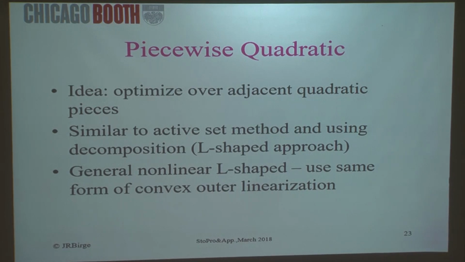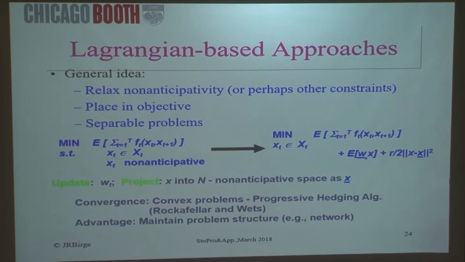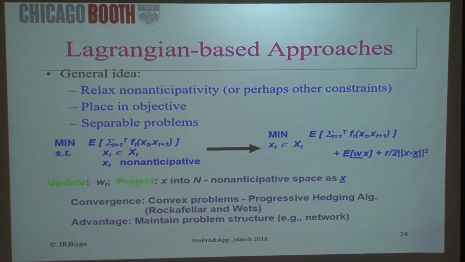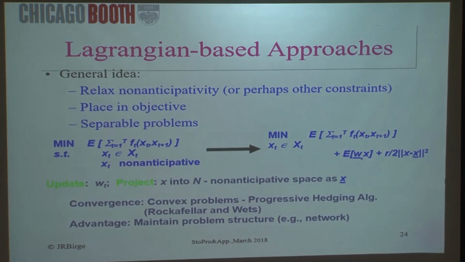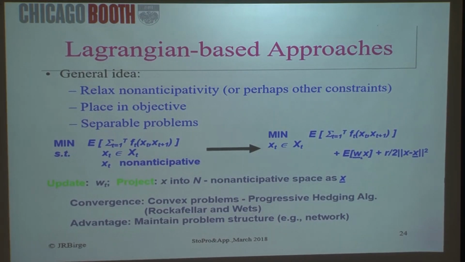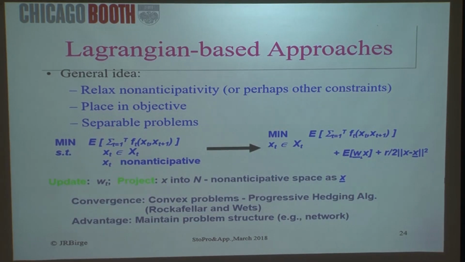I'll mention a couple things that are more general. A general idea is to use the Lagrangian, but you use the Lagrangian in a different way. Most of the time, why do we do a Lagrangian method? We have the base of a problem which is easy to solve, and then there are some complicating constraints. What we want to do with a Lagrangian is take the complicating constraints and penalize them and put them in the objective.